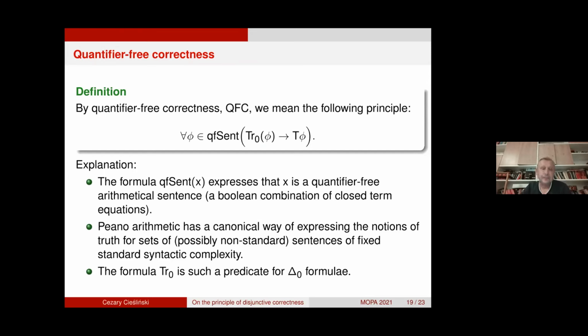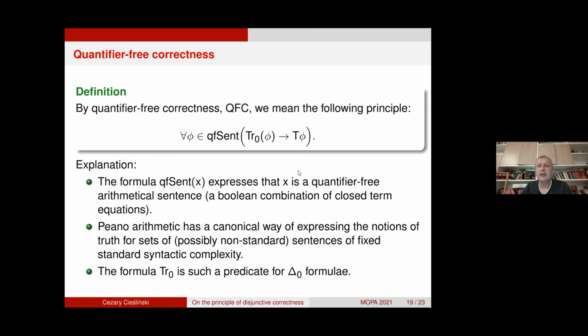Sorry, a definition first. Notion of quantifier-free correctness. Quantifier-free correctness is the following principle. For every phi which is a quantifier-free arithmetical sentence, so phi is just a Boolean combination of closed term equations, for every such phi, if phi is true in the sense of an arithmetically definable truth predicate, I've used here a truth predicate for delta zero formulas. Actually, we could weaken this. They are quantifier free, so it doesn't matter what happens with the bounded quantifiers. Anyway, if phi is true in the arithmetically expressible sense, then phi is true in the sense of our T predicate.